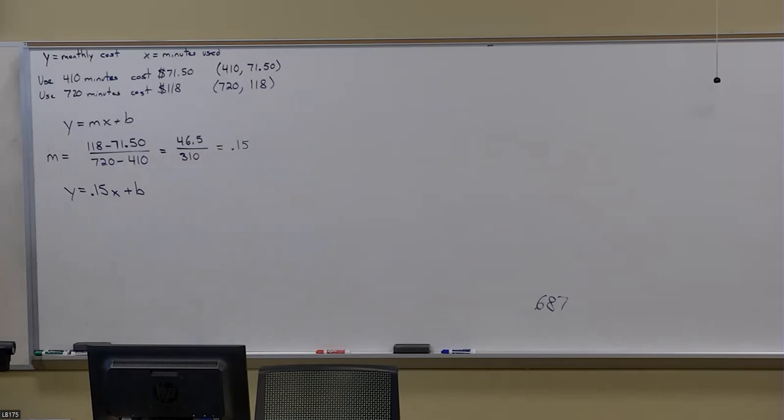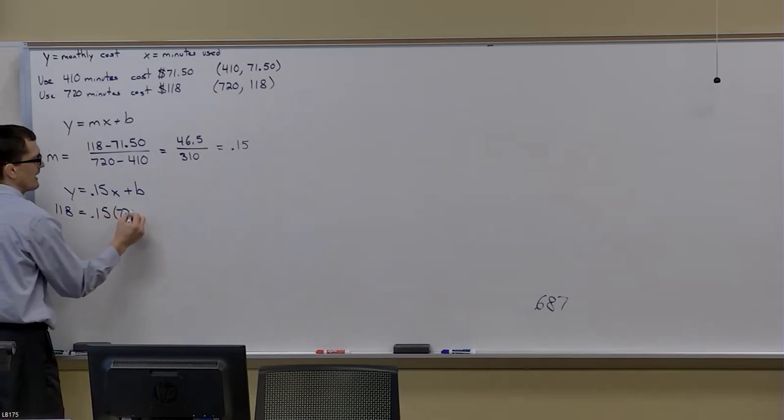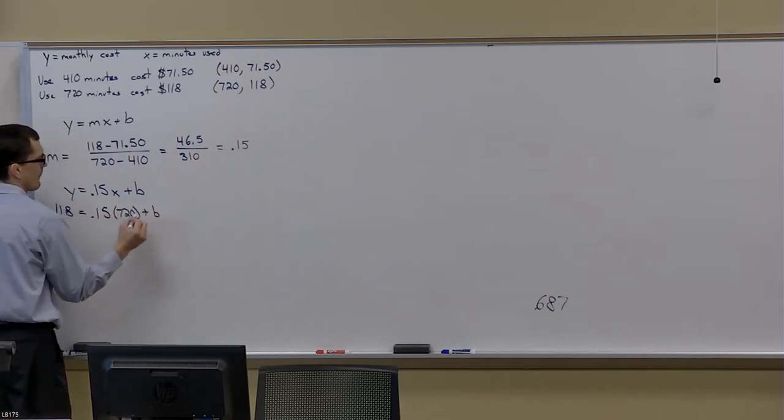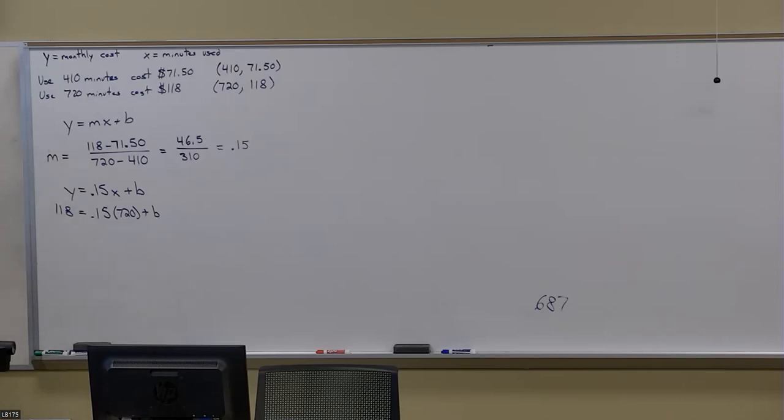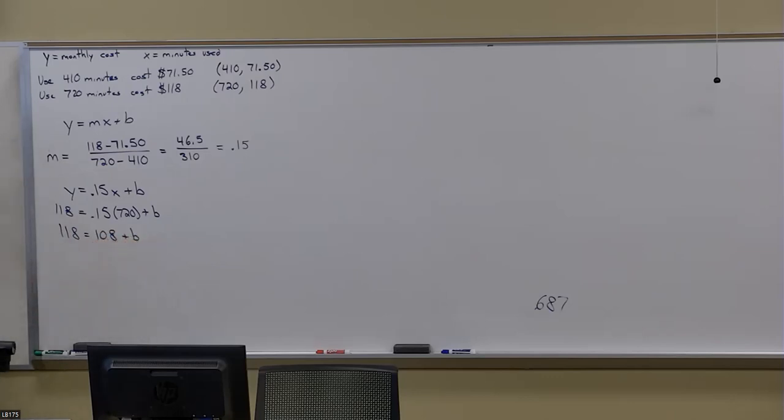Now I can plug in either of those 2 points to find my b. I'll use the second point. Be careful that you plug in the 720 into your x and the 118 into the y. So I get 118 is equal to 108 plus b. Subtracting 108 from both sides.